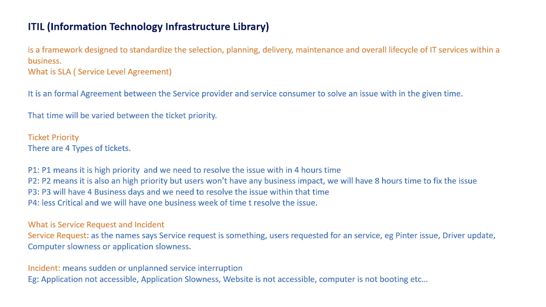So there are four types of tickets: priority 1, priority 2, priority 3, priority 4. Either we can call them P1, P2, P3, P4. P1 means high priority, meaning there is a sudden business interruption.